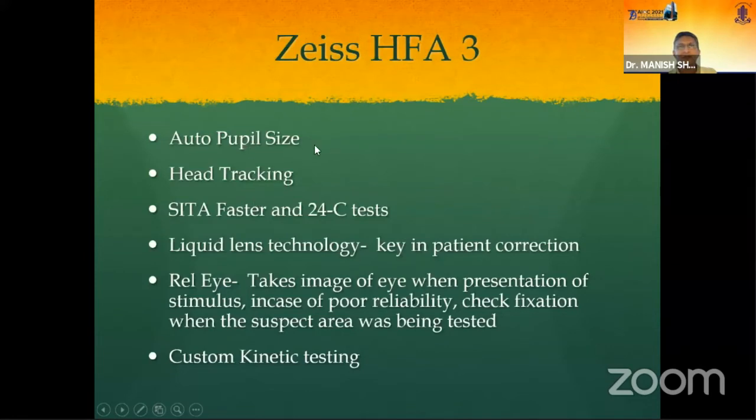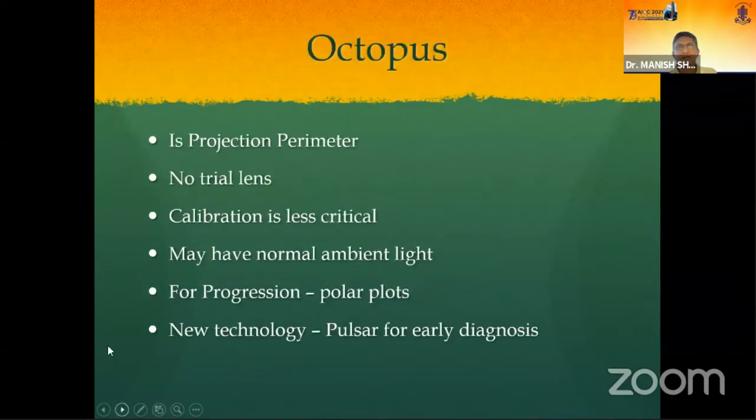The HFA3, the new one, has got some new advances: auto pupil size, head tracking, the SITA Faster 24-2C, which is really giving very, very short duration, liquid lens technology where you don't need to put in an extra trial lens, and the real eye, which takes the image when the stimulus is presented, and it checks fixation and the suspect area being tested. And it has a custom kinetic technology as well.